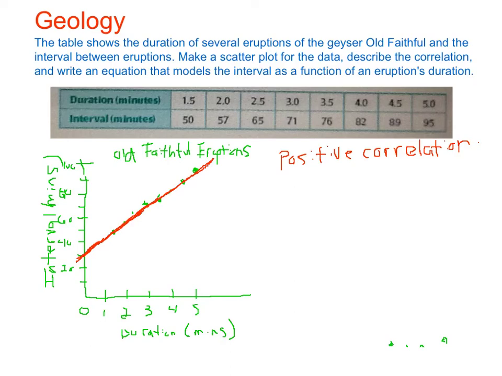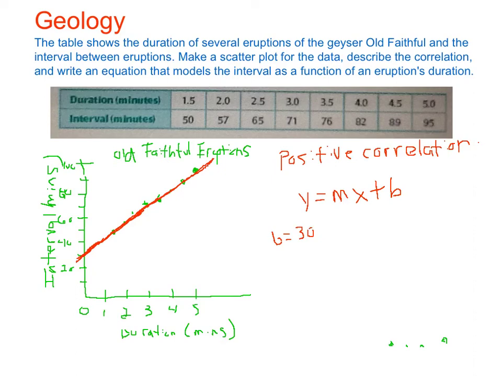We want to now write an equation, so we're going to look at writing an equation in slope-intercept form. Y equals mx plus b. So we're going to need to know the slope, we're going to need to know the y-intercept. Well, looking at this, it looks like it crosses the y-axis at about 30. So I'm going to say that the y-intercept's 30.